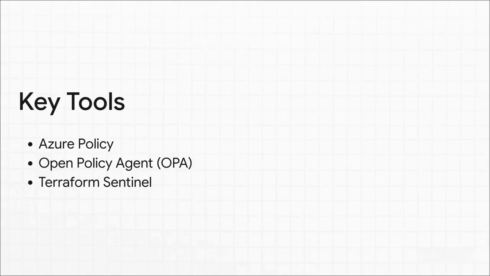And hey, this isn't just some abstract theory. It's a real-world practice backed by some incredibly powerful tools. If you're living in the Azure world, for example, Azure Policy is your go-to native solution. But there are also amazing open source and platform-agnostic tools like Open Policy Agent, you'll hear it called OPA, and HashiCorp's Terraform Sentinel that you can plug into pretty much any pipeline you can dream of.